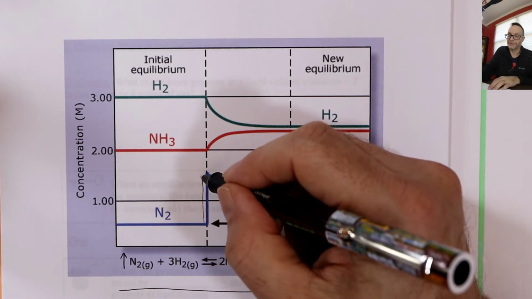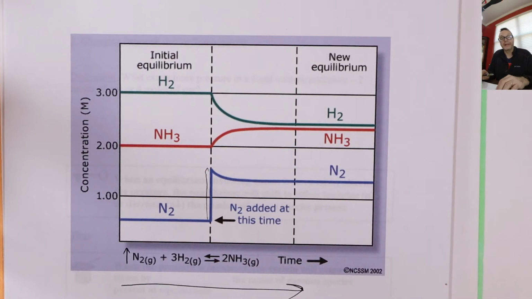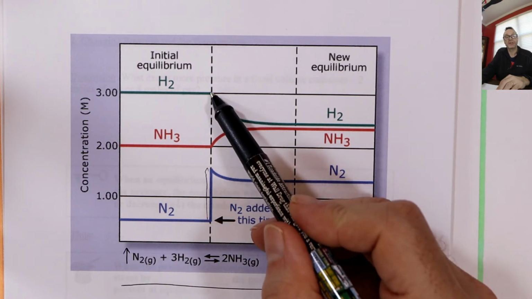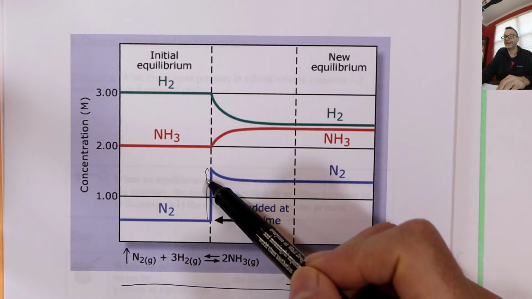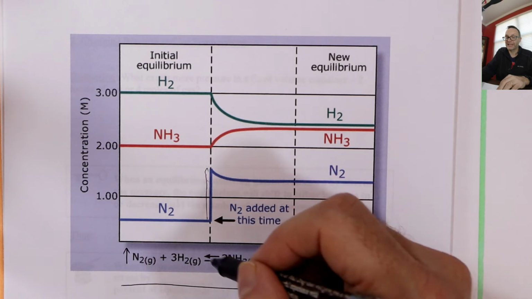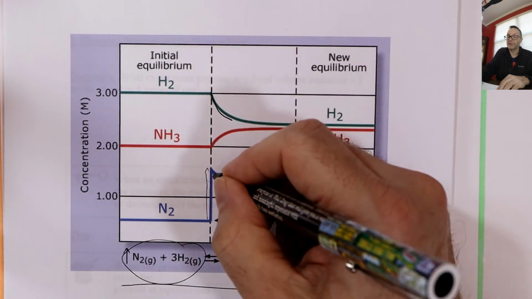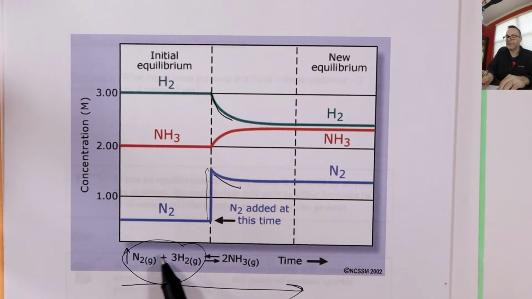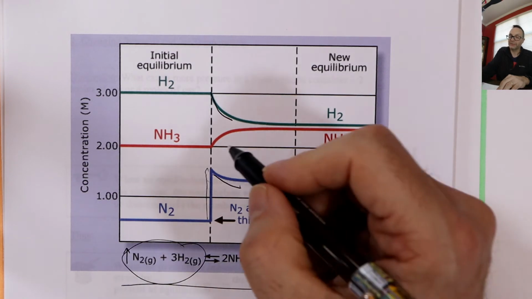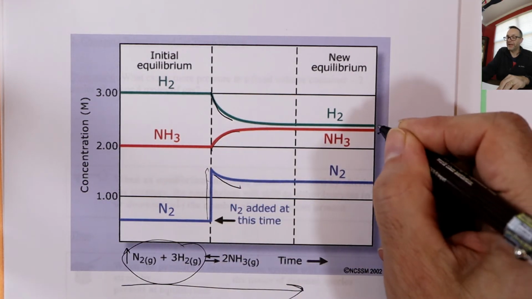This one goes up, yeah. Now, if you think about it, I didn't add any more H2, right? So that stays where it was until I add the N2. Then they react together, and they both diminish, right? Okay. And what do they turn into? NH3, which goes up, right? So I've got my new levels of these things.